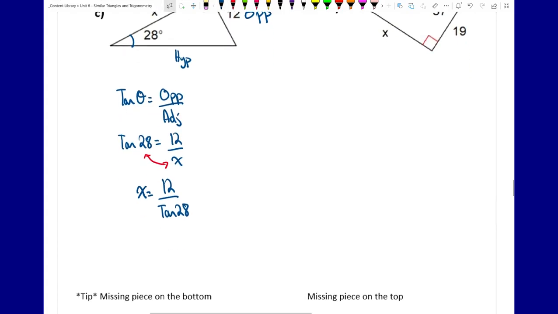And now I'm going to go through and calculate. So 12 divided by tan 28. And if you're comfortable with this, you can do this all on your calculator at once. 22.6. So that is our unknown side, 22.6.